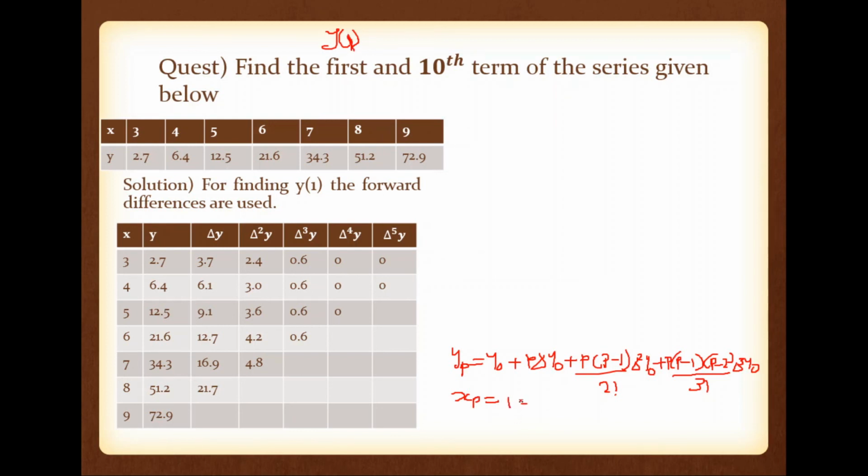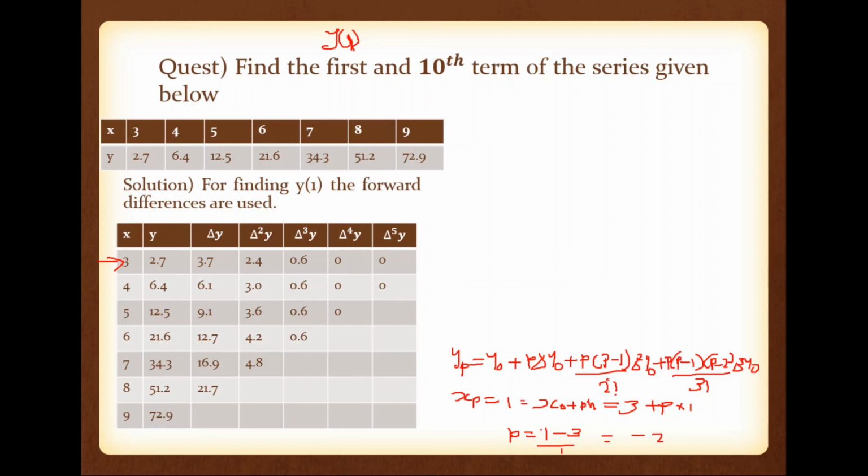And what is the equation? x0 plus p into h. Please note, if you are using forward extrapolation, the pivot is the first data, that is x0. So that is equal to 3 plus p into what is h? The difference between the adjacent data, that is 4 minus 3, that is 1. So into 1. So what about p? p equal to 1 minus 3, all divided by 1. So that is equal to minus 2.